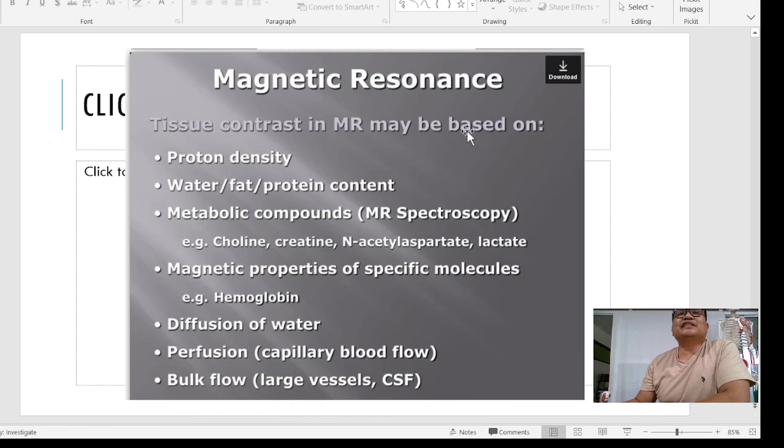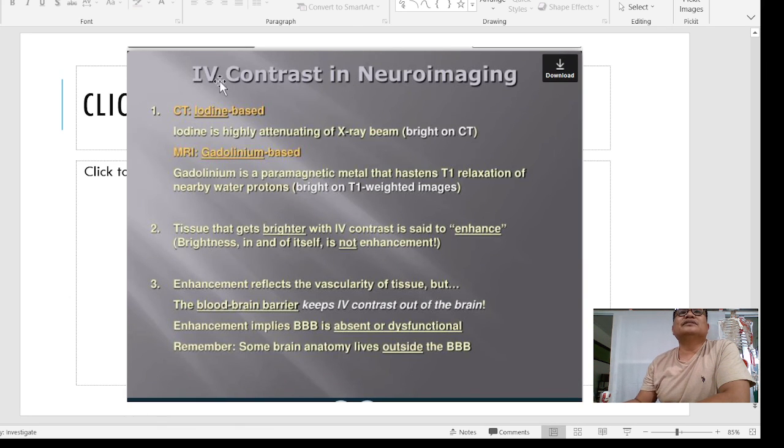So tissue contrast in MRI may be based on proton density, water, fat, protein content, metabolic compounds such as choline, creatinine, acetyl aspartate, lactate, magnetic properties of specific molecules, and hemoglobin. Diffusion of water, perfusion, capillary blood flow, bulk flow, large vessel. Then we have contrast here.